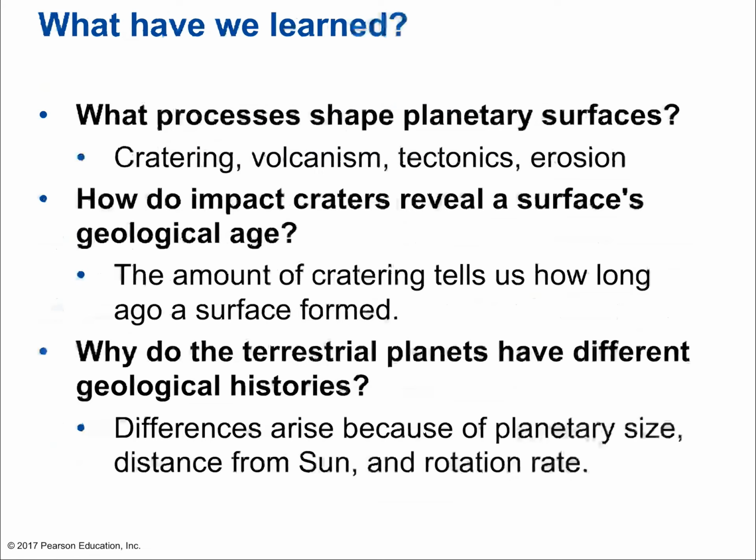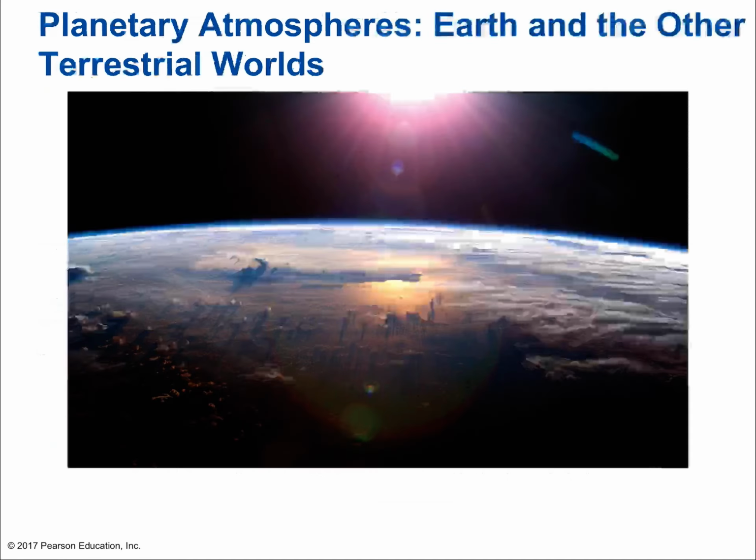So what have we learned? Cratering, volcanism, tectonics, and erosion. Those are the big four that shape surfaces. How do impact craters reveal a surface's geological age? Well, it's all about that first billion years, when most cratering happened. If you don't see a lot of cratering, then that surface was formed after the first billion years. Simple as that. Why do the terrestrial planets have different geological histories? The differences arise because of planetary size, distance from the sun, and rotation rate. Those are some big factors, and there's a lot we can unpack about them, but that's a good starting point.